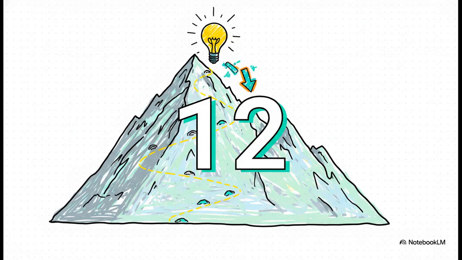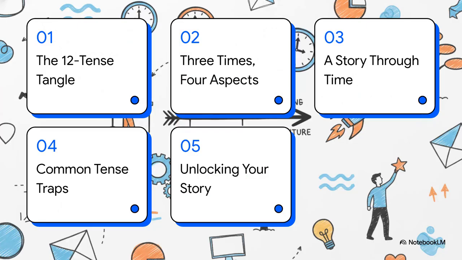Officially, there are 12 main tenses. 12! Just looking at that number makes it feel like you have a mountain of rules to memorize. But what if there was a much easier way to think about it? Right, so forget memorization. We're going to use a simple system instead.